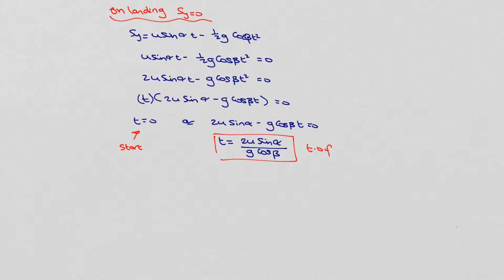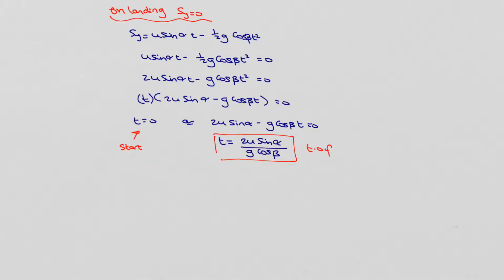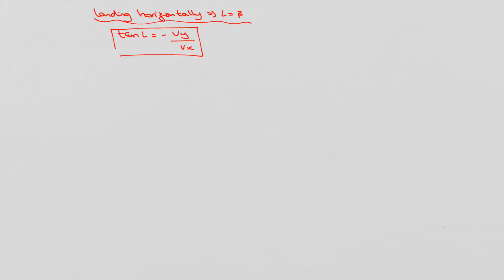Okay, so this will be our landing angle at the time of flight. So we can work it out all in one go, or we can work it out separately. Because I'm going to be subbing in the time of flight, I'm actually going to work out Vy and Vx separately and then sub into the equation, just because otherwise it can get a bit messy.